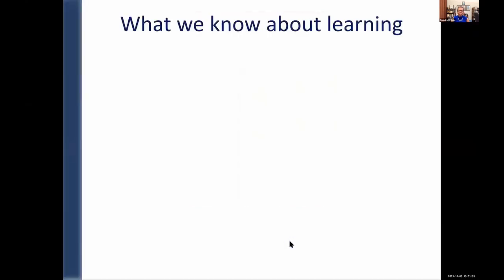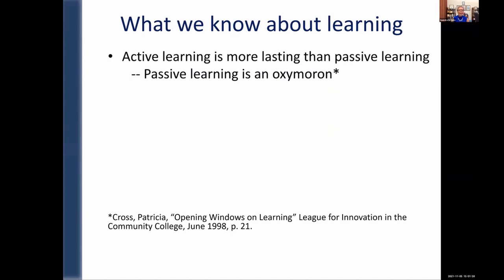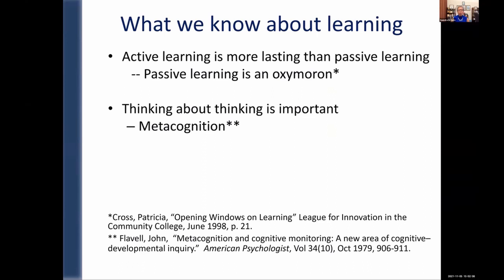But we know a lot about learning now that we didn't know 30, 40 years ago. We know that active learning is much more lasting than passive learning. So if we can get students engaged in reflection questions and activities, then that kind of learning is going to be lasting. We know that teaching students even the word metacognition is important so that they know that they have control over their own thinking.